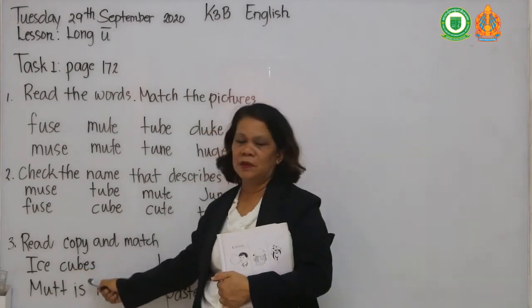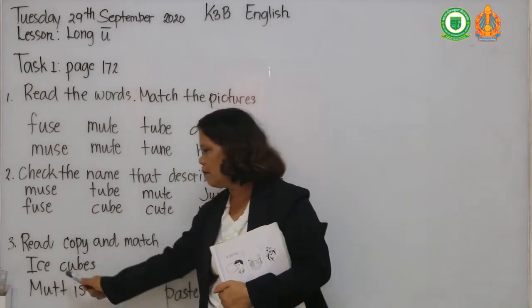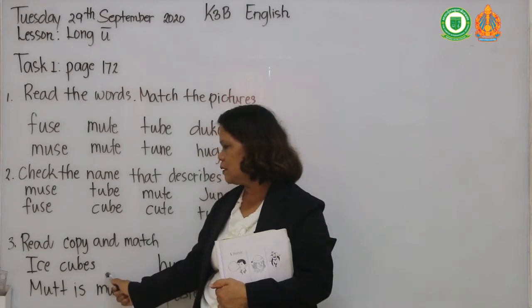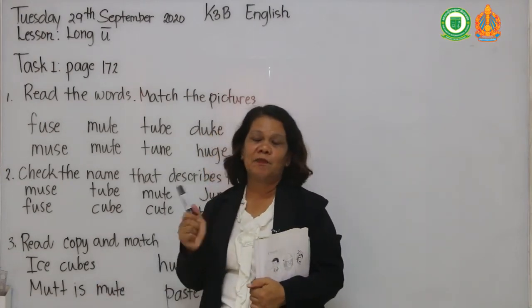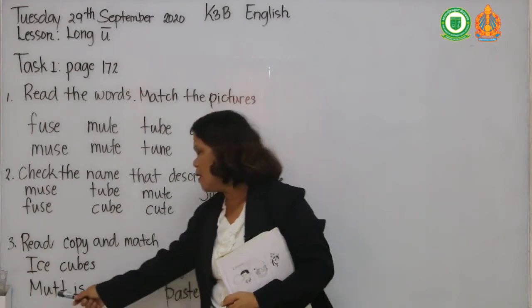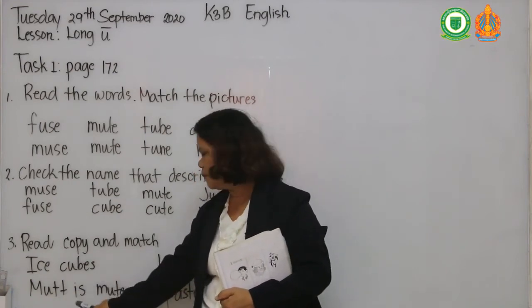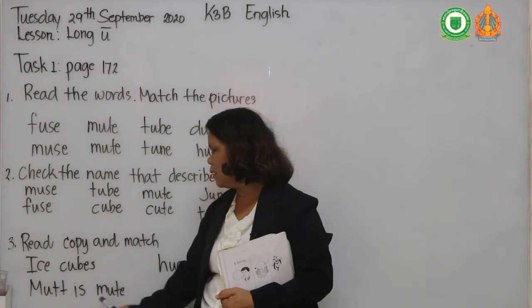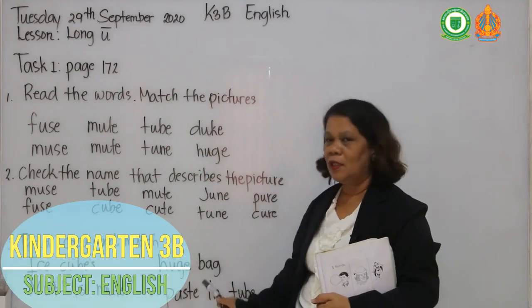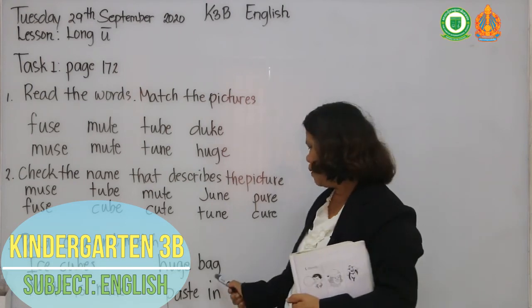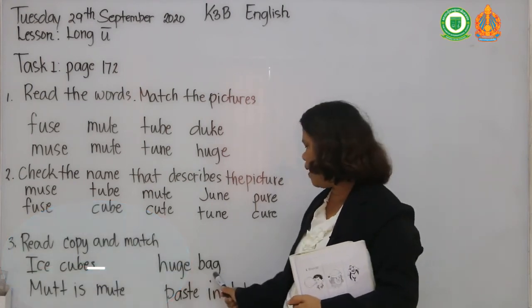Ice cubes. Where is the ice cubes? Ice cubes. Mutt is mute. Mute is cannot speak, okay? Mutt is a name of a boy. Mutt is mute. Huge bag. Huge is big. You know what is bag? Huge bag.